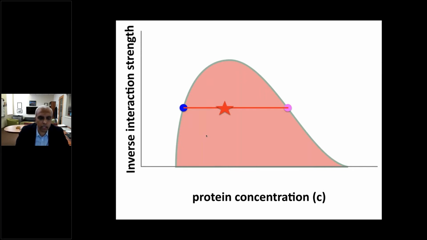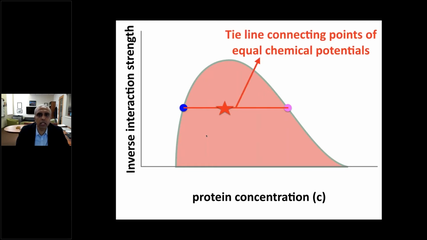There is a line that we can join that connects these two coexisting points that will be referred to as the tie line. That essentially is the line that connects the points of equal chemical potentials, because the key point to remember here is that the blue and the pink circles are not some random points drawn on some boundary. They happen to be the two phases where the partial molar free energies of the protein are equal to one another, and that partial molar free energy is just a verbose way of saying chemical potential.